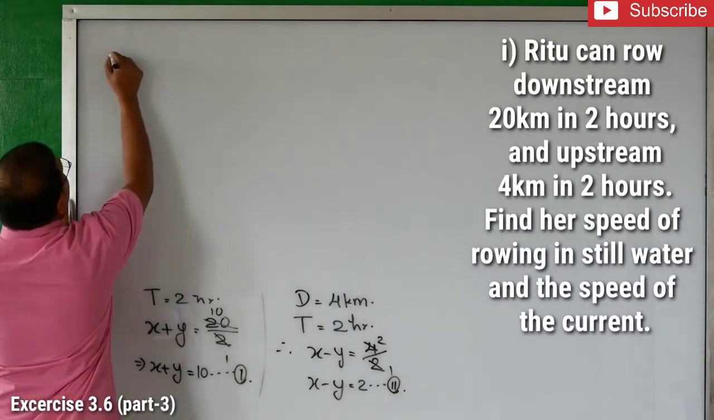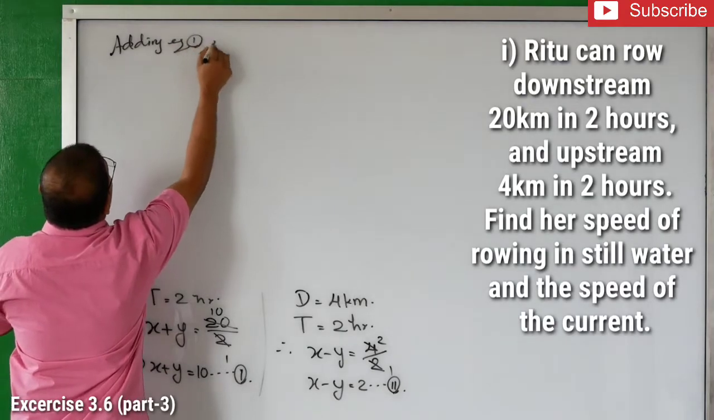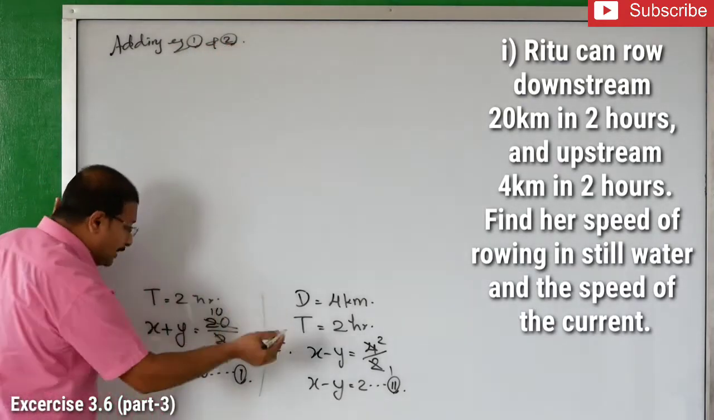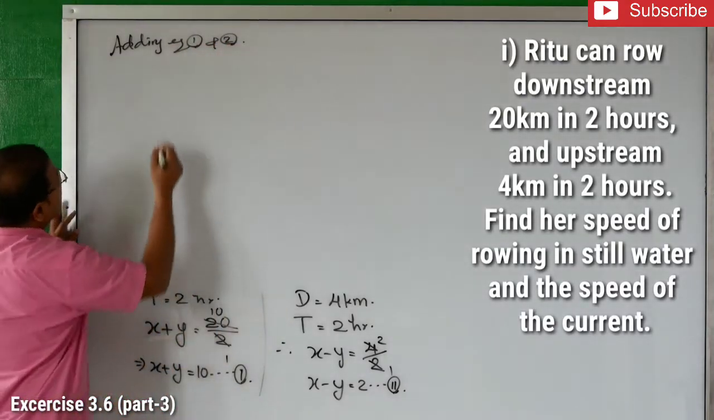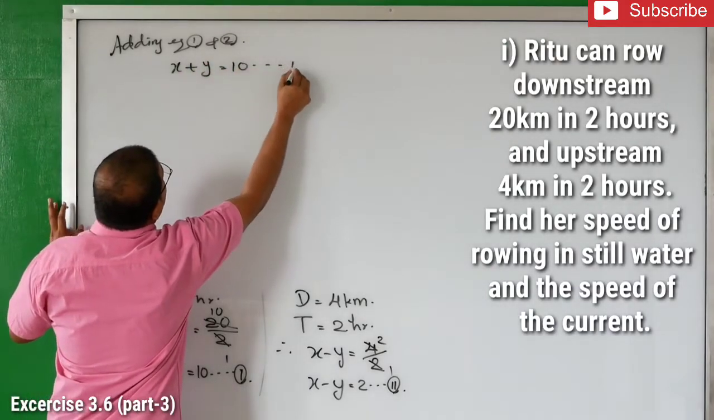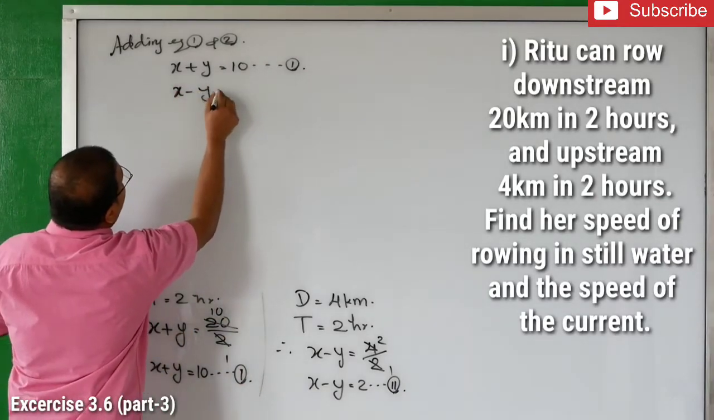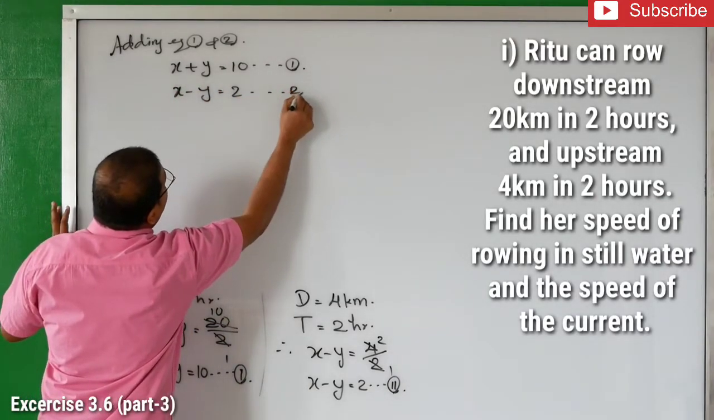Just we can add them. Adding equation 1 and 2, it will be easy to solve. That means what will you do? x plus y equals 10, that's equation number 1. And after that, the second equation is x minus y equals 2. That is the second equation. Ready?